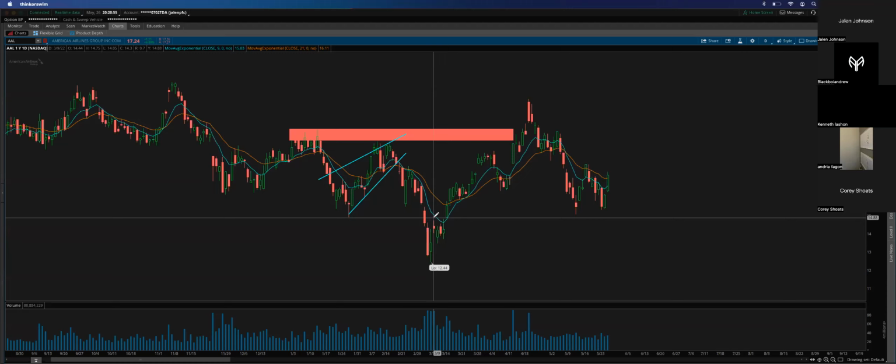I'm getting the second time around. I knew that name looked familiar, but any time frame, I don't care if it's the 5 minute, 10 minute, 15 minute, 30 minute, hourly, weekly, monthly, whatever. If it's below the 9 EMA, it's still bearish.